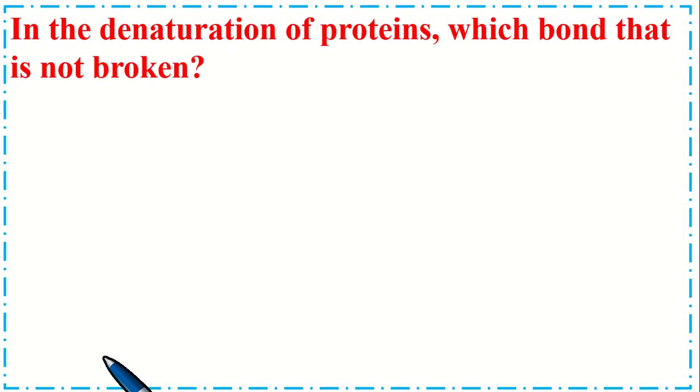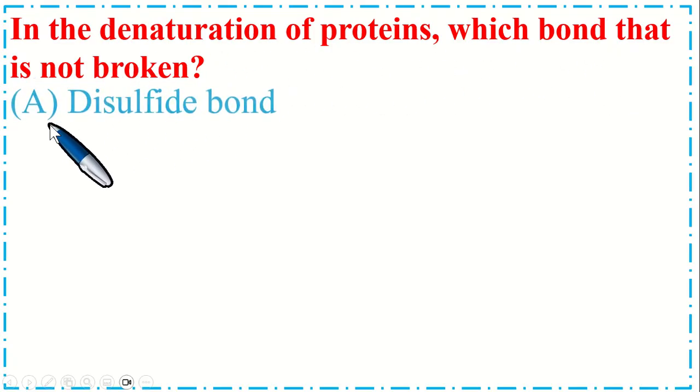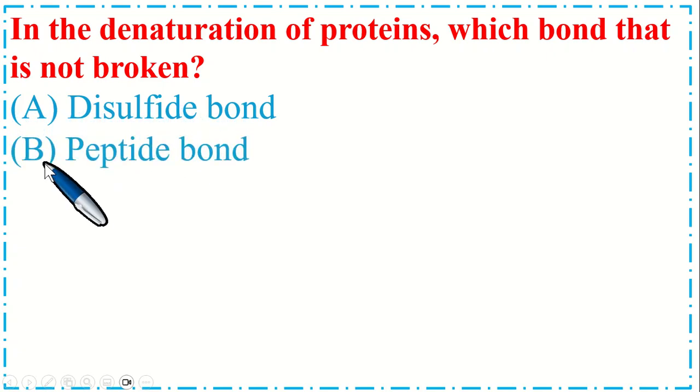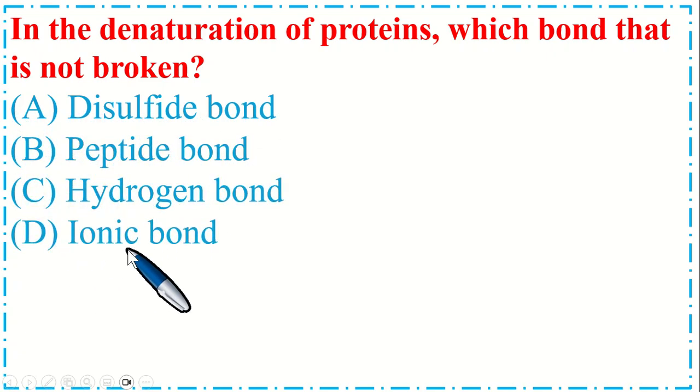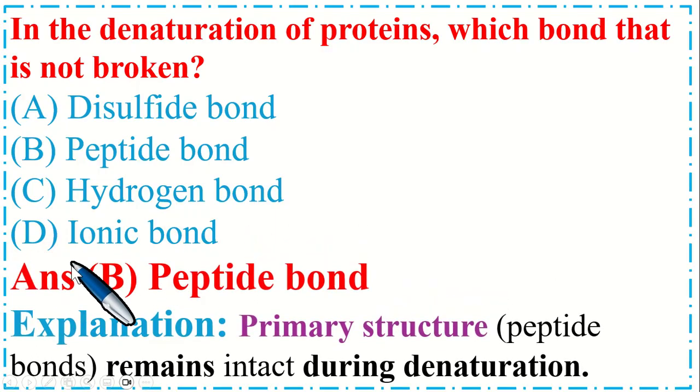Dear students, this is very important MCQs. In the denaturation of proteins, which bond is not broken? Option A, disulfide bond, B, peptide bond, C, hydrogen bond, and option D, ionic bond. So the correct option is B, peptide bond. Explanation: in primary structure, peptide bonds remain intact during denaturation.